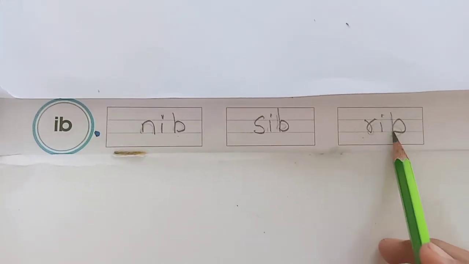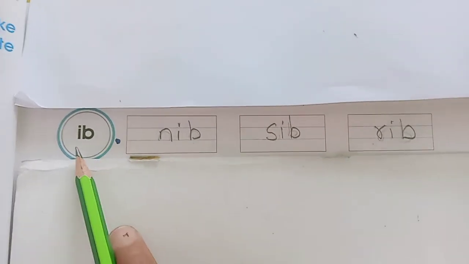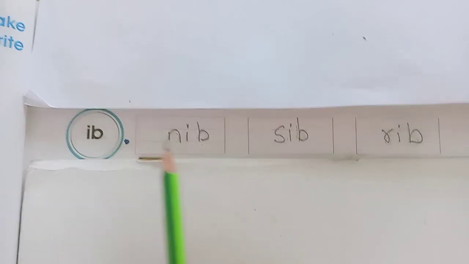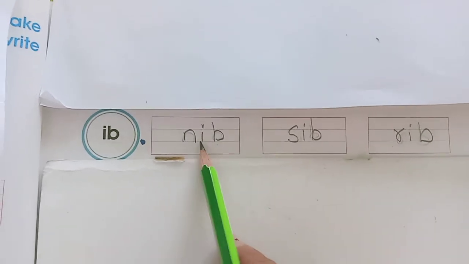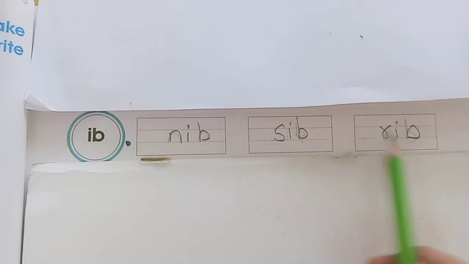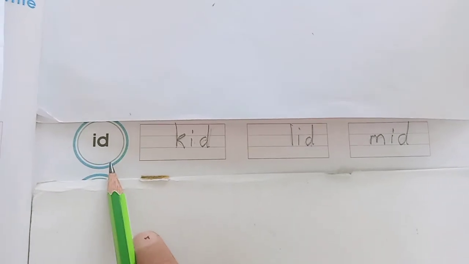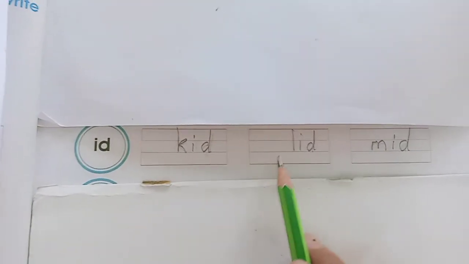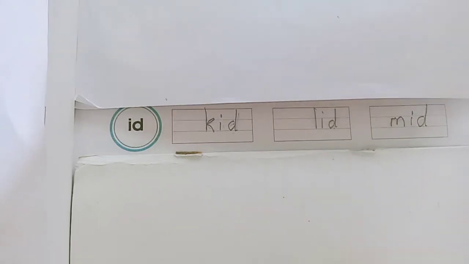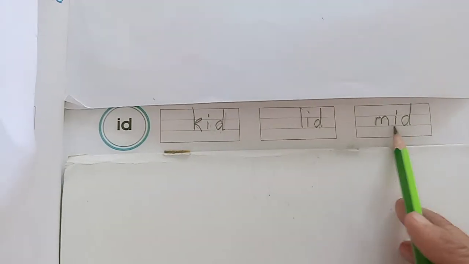Okay beta. Like this way you have to complete the. Yes, here it is IB, one more alphabet you have to include. Yes, like this NIB, nib, SIB, sib, RIB, rib. Okay. Like the same way ID words. Okay. KID, kid, LID, lid, MID, mid.